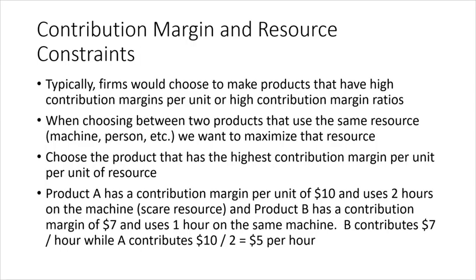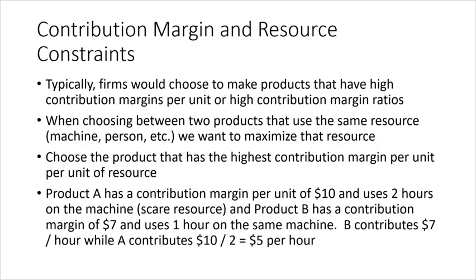But what if they use the same resource? What if we're choosing between them and they both have to be worked on by the same machine? Now we're talking about using the one that has the highest contribution margin per unit of scarce resource. So if everything has to be done on this machine, then you want the one that's going to make the most contribution margin per hour of machine time.